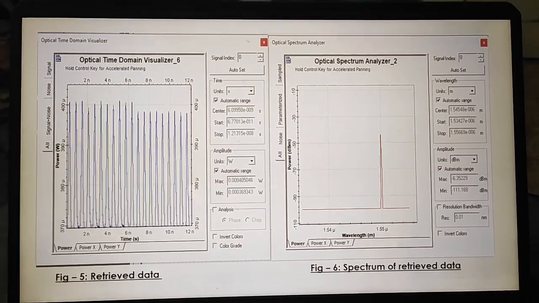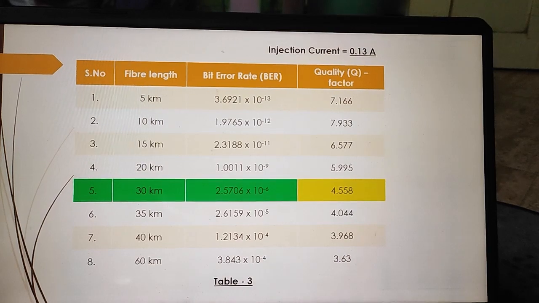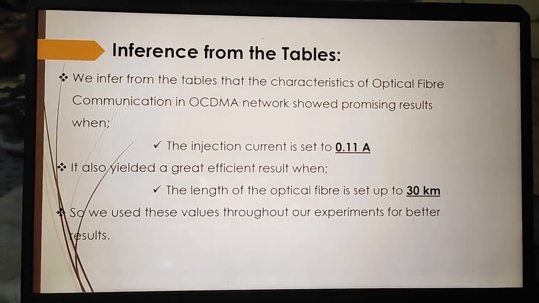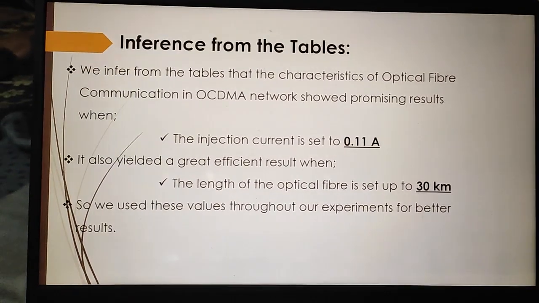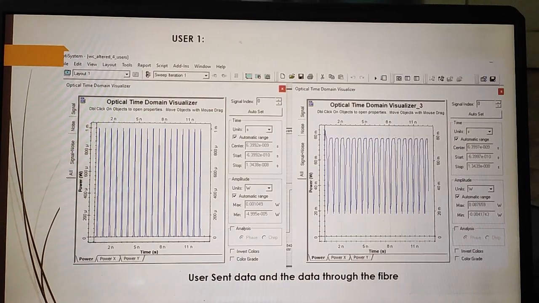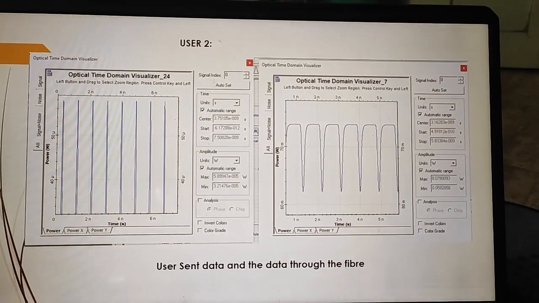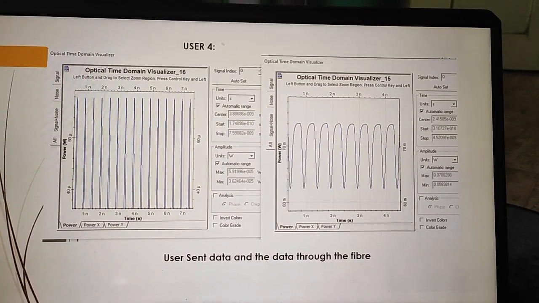This is the retrieved data, and these are the tabulations for different injection currents. After observing the tables, we found that 0.11 amps provided great results and up to 30 km range. This is the case for multi-user, and these are the users and data through the fiber and inverted. This is for user 2, this is the data for user 3, this is the data for user 4.